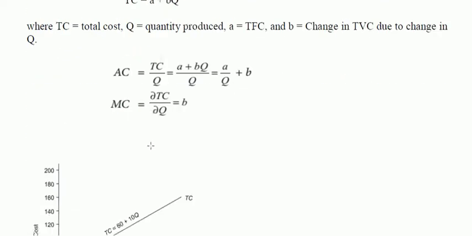Okay, so if I want to draw this, this is my x-axis, which represents my output, and the y-axis represents my cost. So as and when I'm increasing the output, my cost is also increasing. First is about total fixed cost. Total fixed cost will be the same irrespective of whether I'm producing any output.